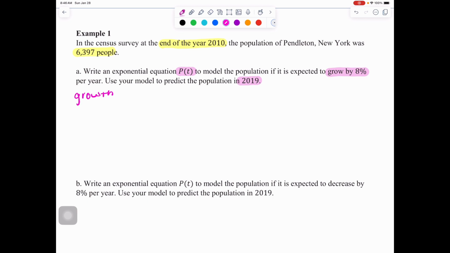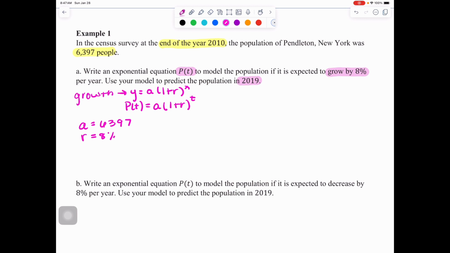So the growth formula that we gave you, the general formula, is y equals a times 1 plus the rate to the x. The only thing that's going to slightly change here now is that we're going to have P of t equals a times 1 plus r to the t because of the way the problem said to express it as a function. Okay, my initial amount is still my a value. That's the 6,397 number. Our rate is 8%.